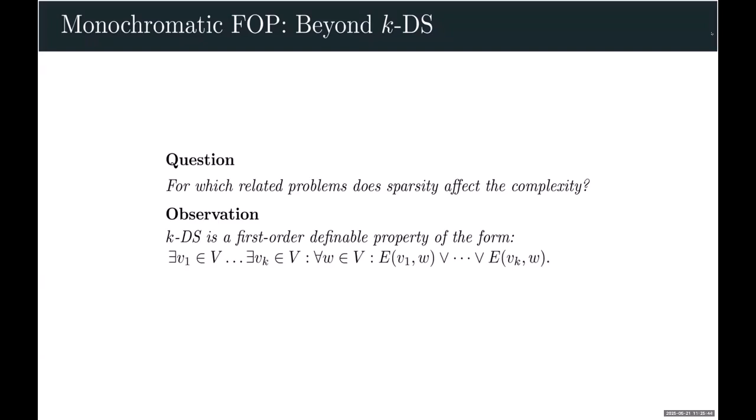We just noticed that K-dominating set is a first-order property of the following form, so we can write it as: there exist v1 in V up to vk in V, such that for every w we have an edge to at least one of these guys, all right?